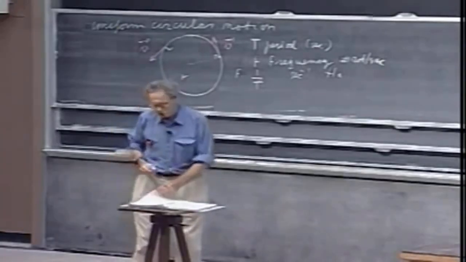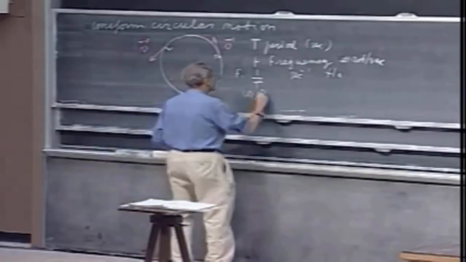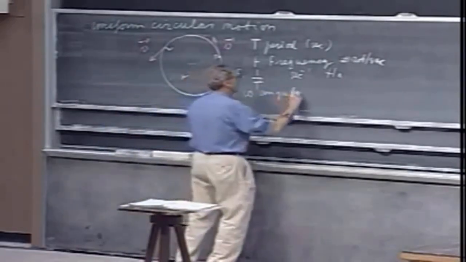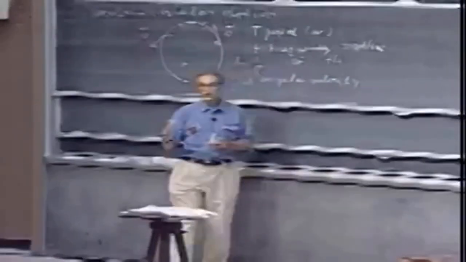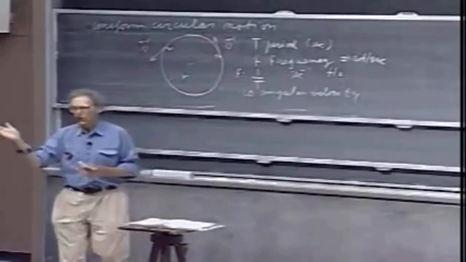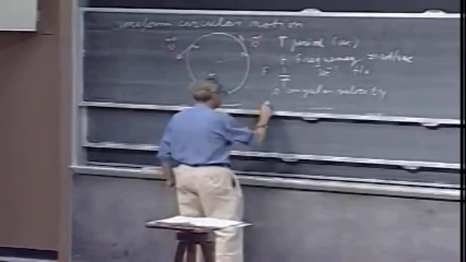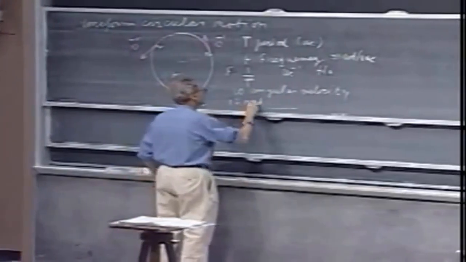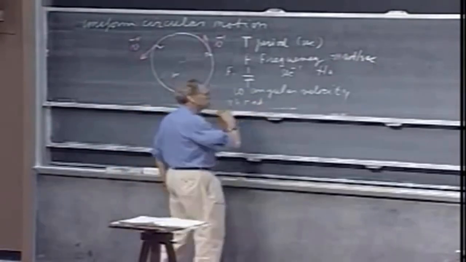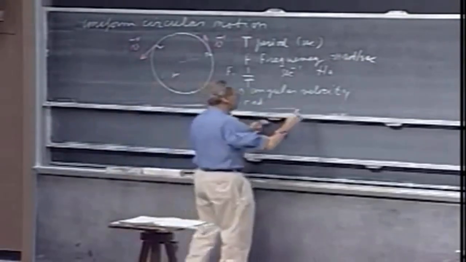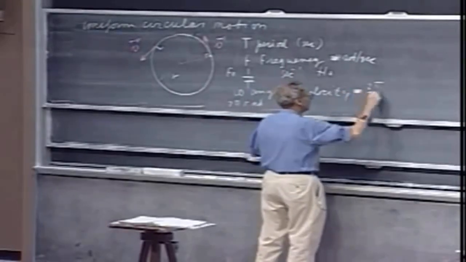We also introduce angular velocity, omega. Angular velocity means not how many meters per second, but how many radians per second. Since there are 2 pi radians in one full circle, and it takes T seconds to go around once, it is immediately obvious that omega equals 2 pi divided by T.